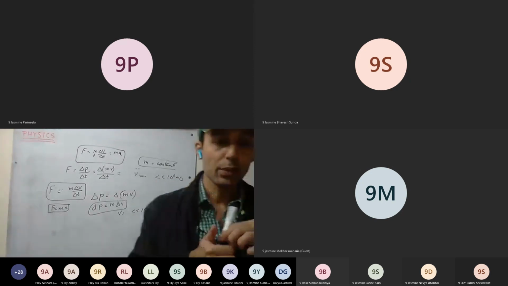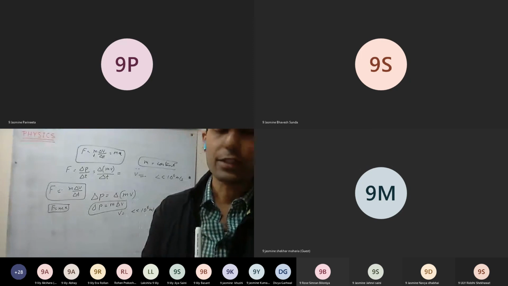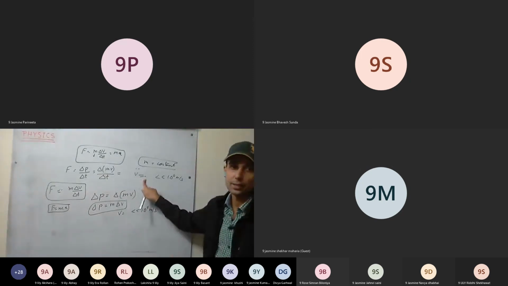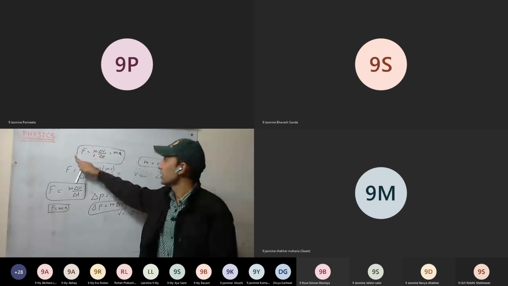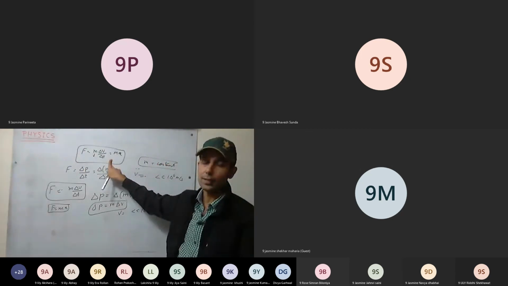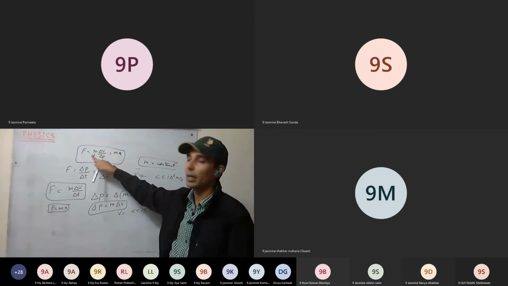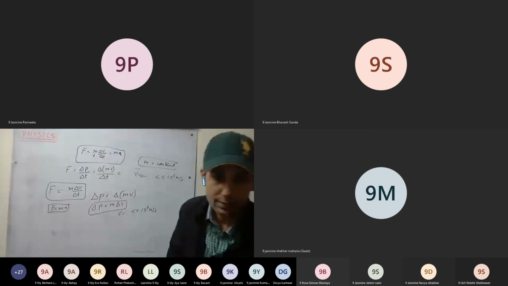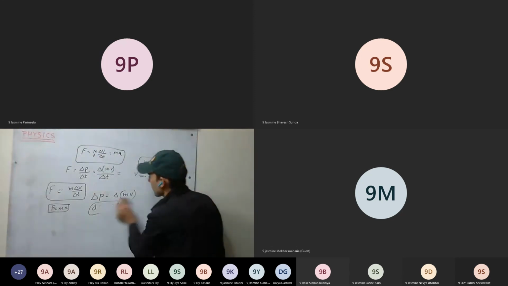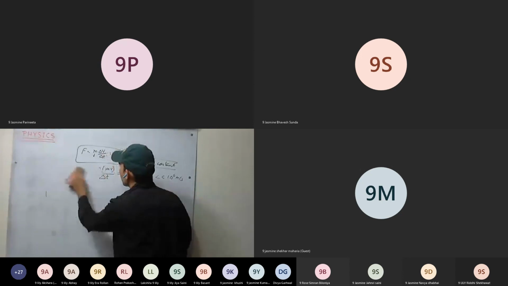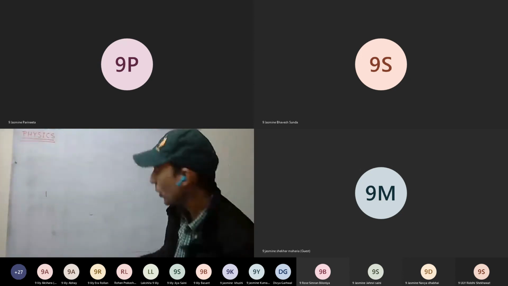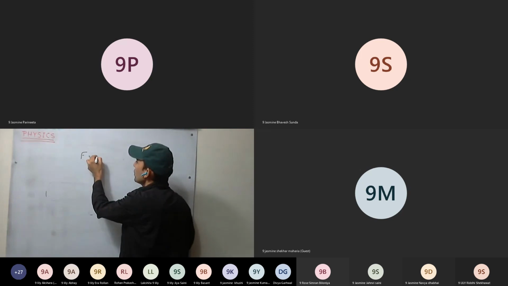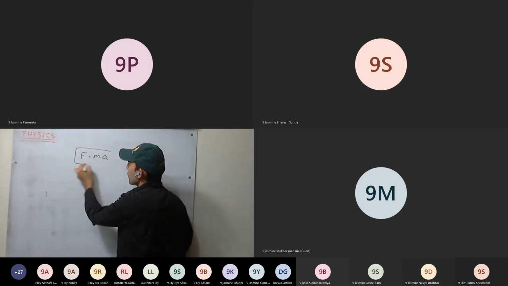So two conditions you can read in the book. When the velocities are much smaller than the velocity of light, that is the first condition. Second condition, mass we are taking as constant. There is no change in the mass. Then this equation holds true, because we are neglecting the change in the mass. So Newton's second law is nothing but force equal to mass into acceleration produced in the body.